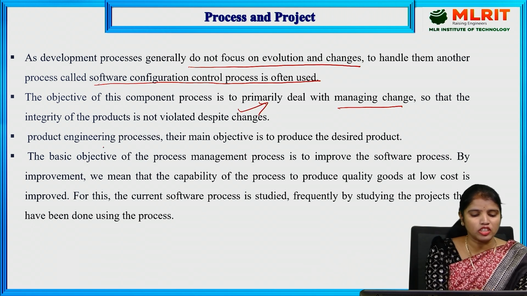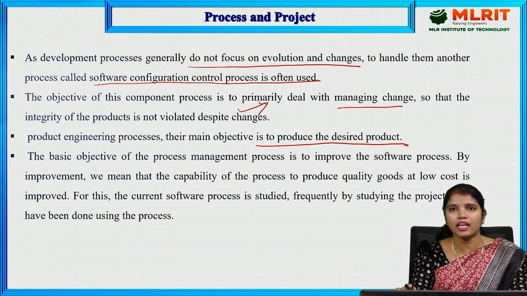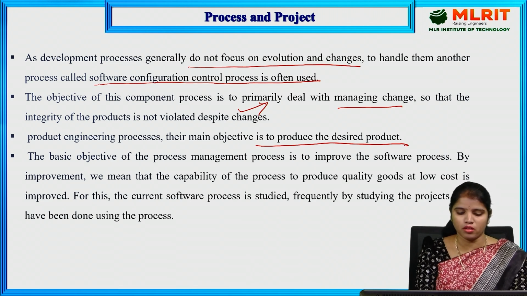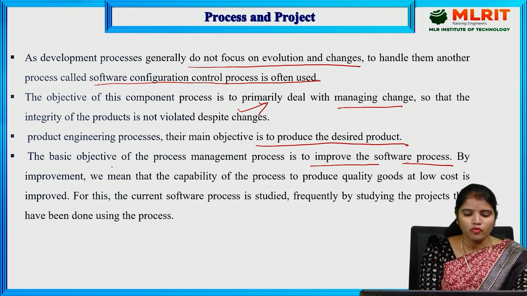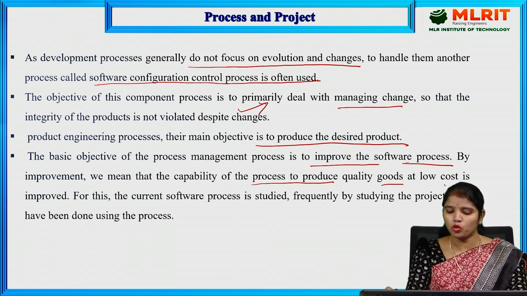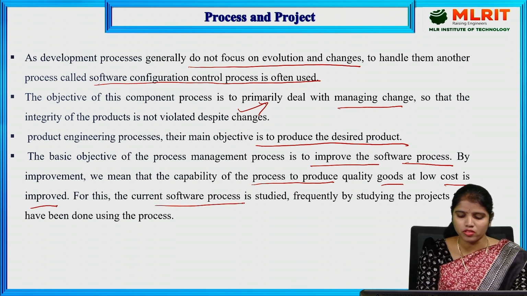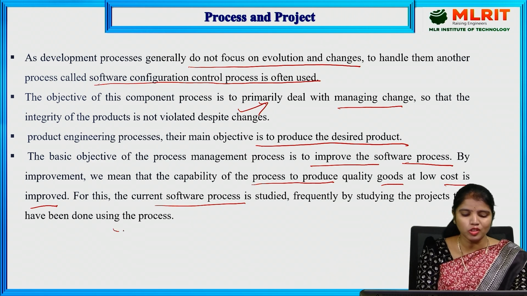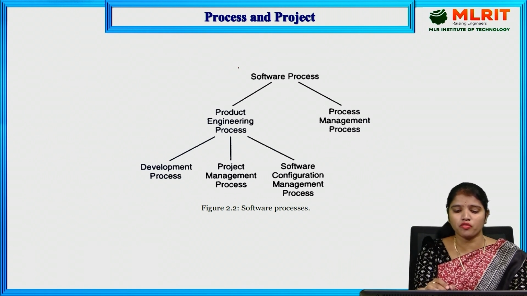What is the product engineering process? Its main objective is to produce the desired product. The basic objective of the process management process is to improve the software process. By improvement, we mean improving the capability of the process to produce quality goods at low cost. For this, the current software process is studied frequently by studying the projects that have been done using this process.